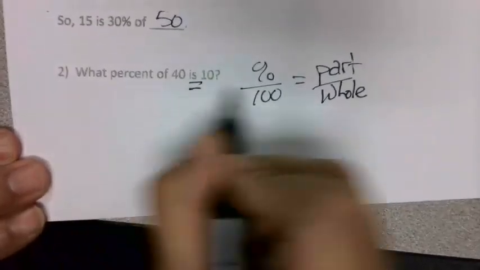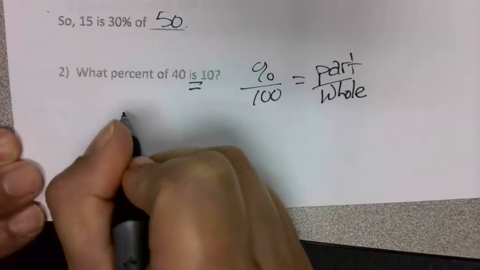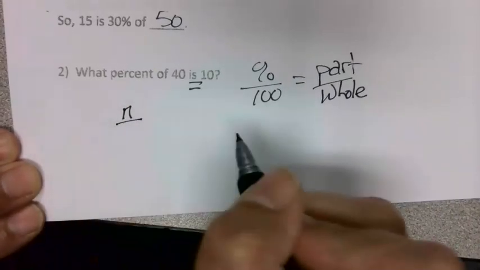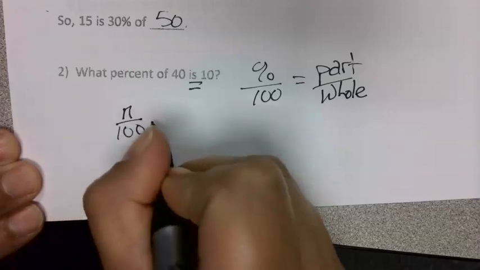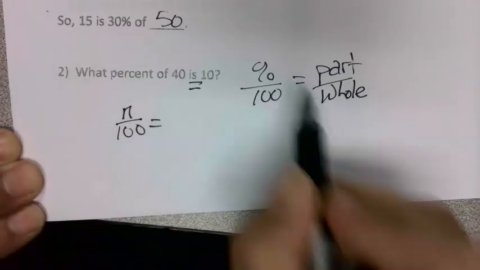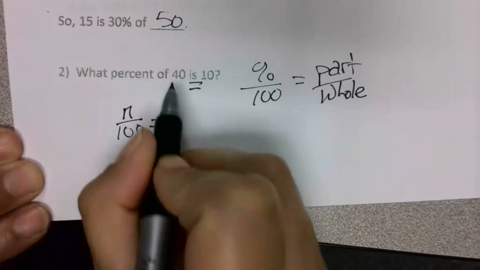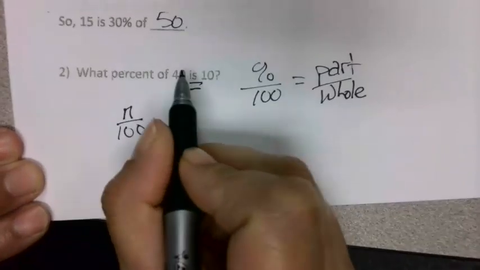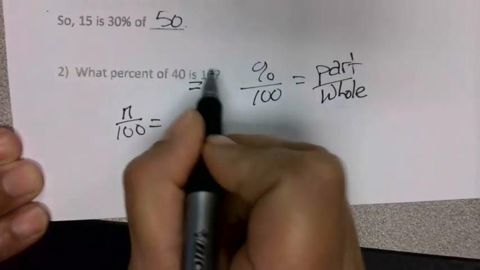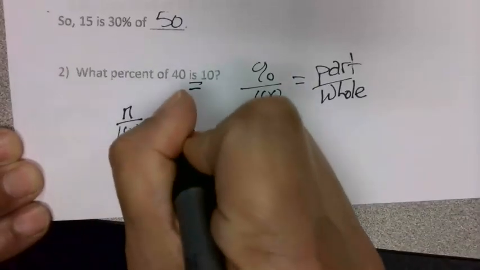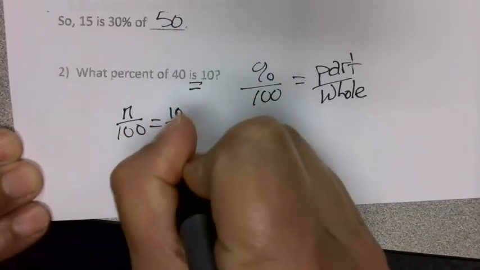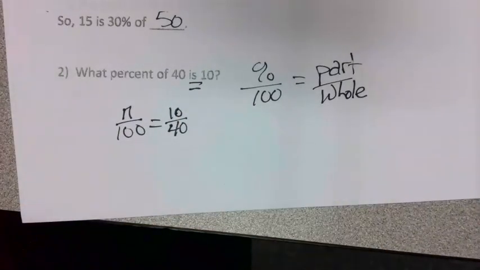So what percent? I don't know the percent. So I'm going to use that variable n for the number I don't know. I'm trying to figure out, and I know it's always over 100. Equivalent. And then do I know the part? Well, is 40 part of 10 or is the 10 part of the 40? Well, the 10 is part of the 40. So I'm going to write my 10 and then out of a total of 40.